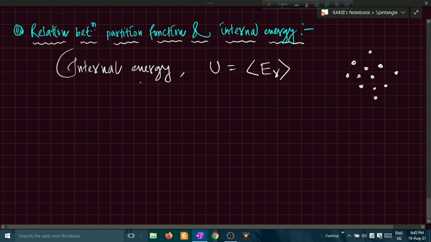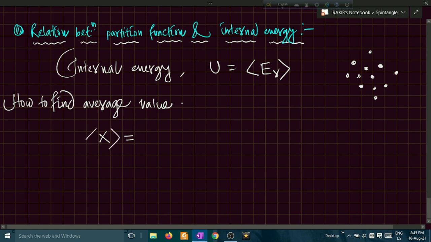This is nothing but the average of the total constituent particles' energy. So what you have to do is find the average value. How do we find the average value of some variable? I'm writing this out. Say you have a variable x and you have to find its average value, then what are you supposed to do?